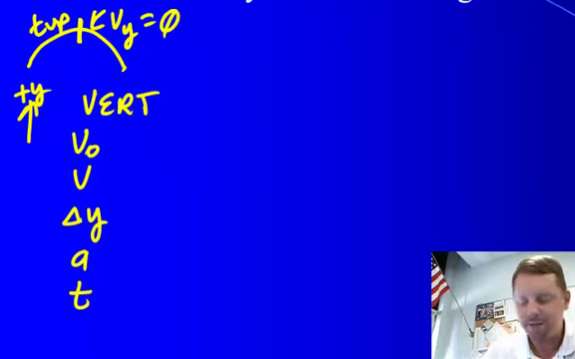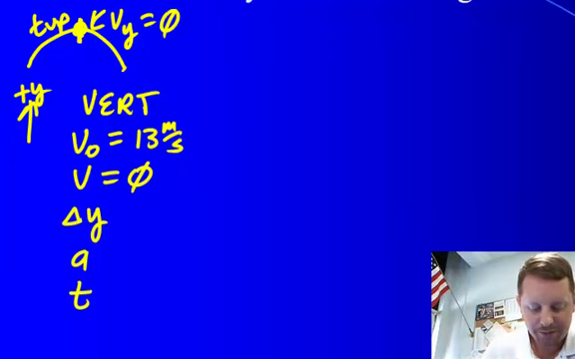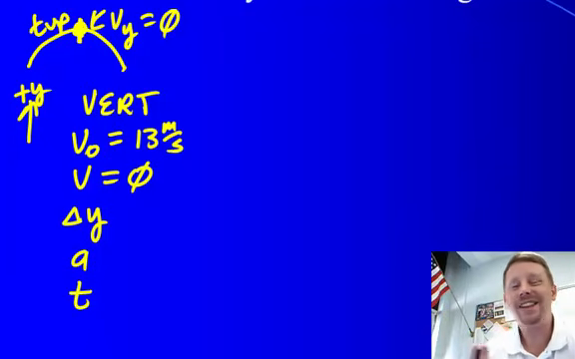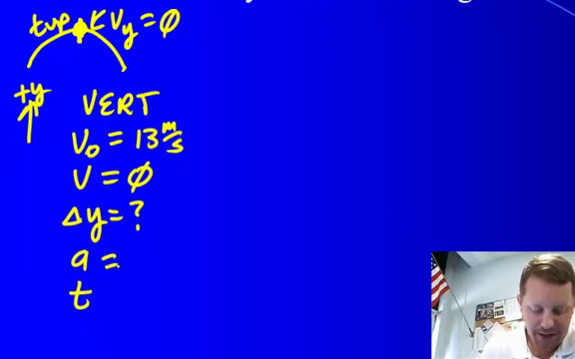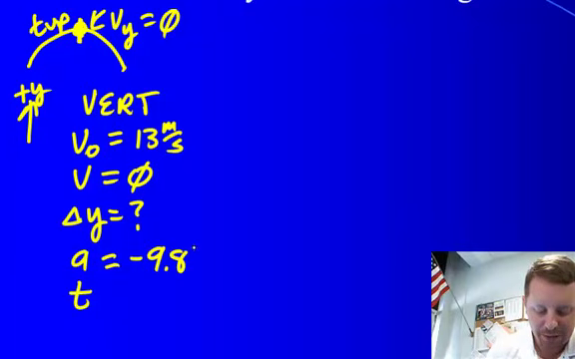We have V naught, V, delta y, A, and t. V naught, we figured out from our components on the previous page, was going to be 13 meters per second. Right here at the highest point, V vertically, we said is going to be 0. Delta y, we don't really know, and it doesn't ask us how high Hermann goes, so in this case, we don't really care. Acceleration, we called up the positive y direction, so our acceleration is going to be down, negative 9.8 meters per second squared vertically, and we're trying to find the time up.